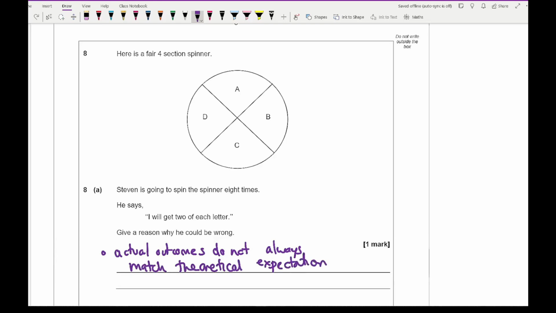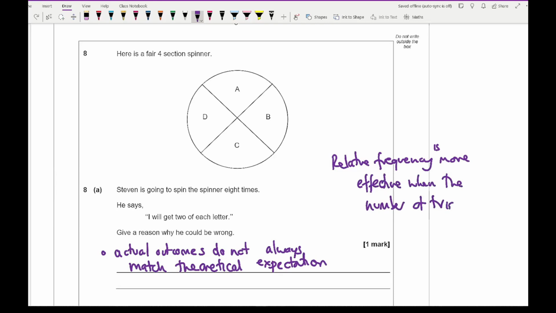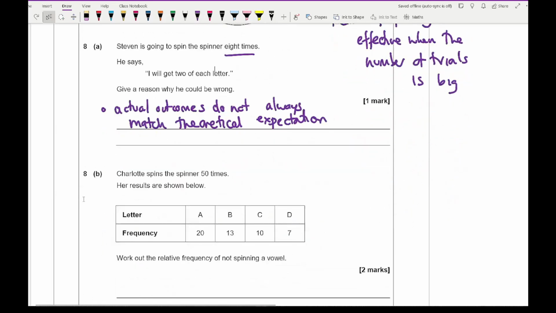And you could also say something along the lines of that relative frequency only becomes more effective when the number of trials is big, in which here we're spinning the spinner 8 times, so it's going to be really difficult to say, but the more times you spin it, the more likely you're going to get an even number of each of those particular letters. So something along those lines would be absolutely fine, but as long as your answer is hovering around any of the 2 things I've mentioned, then that would be absolutely fine.